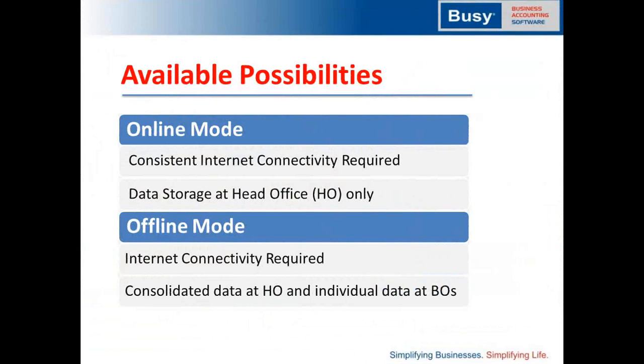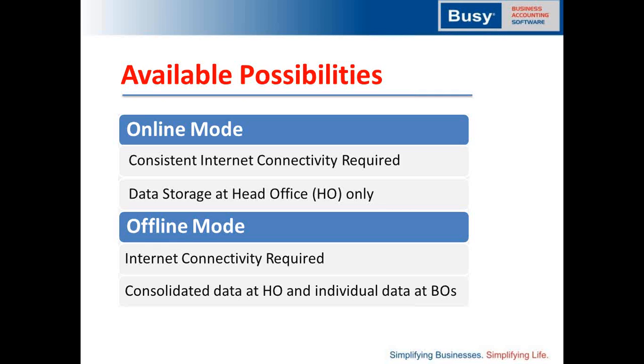So these are the two available possibilities, the online mode and the offline mode. In online mode you need consistent internet to work. No internet means no work. Data will be stored directly in the head office. No data will be stored in the local machines of the branches.